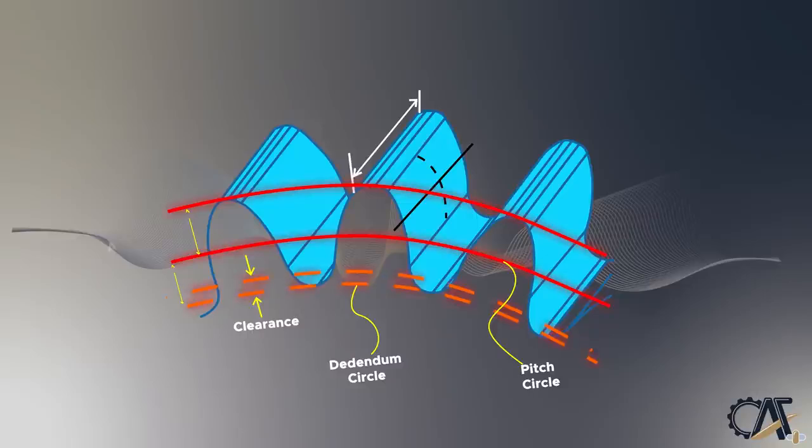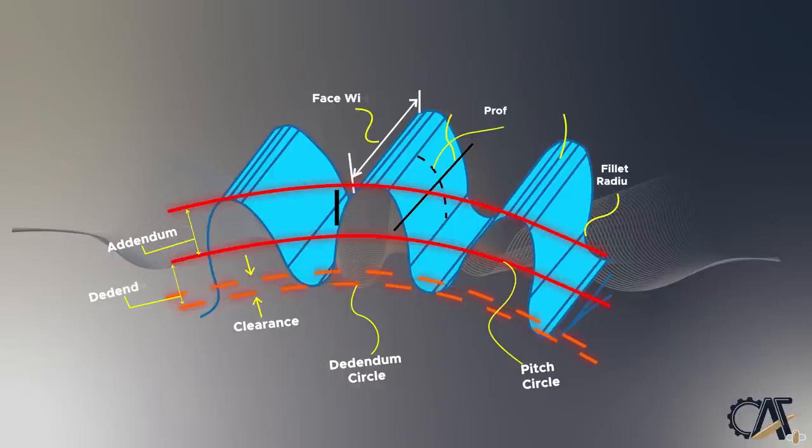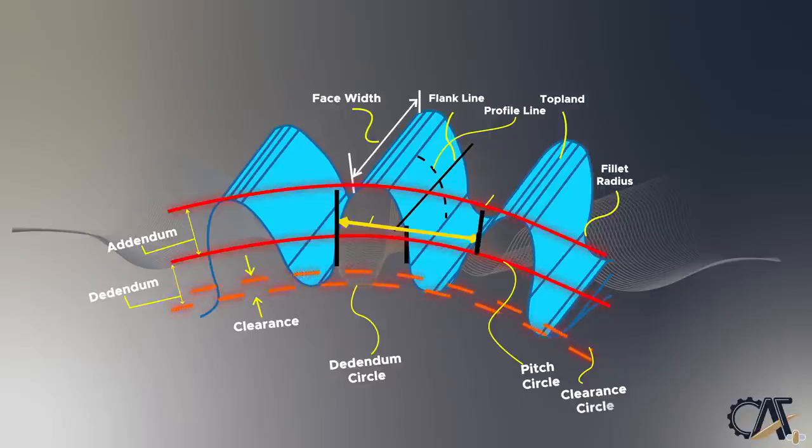Before going any further, let's define a few of the important nomenclature of gear profile as shown in this graph. A pitch circle, shown as the middle circular red line, is the radius of which is equal to the distance from the center of the gear to the pitch point.